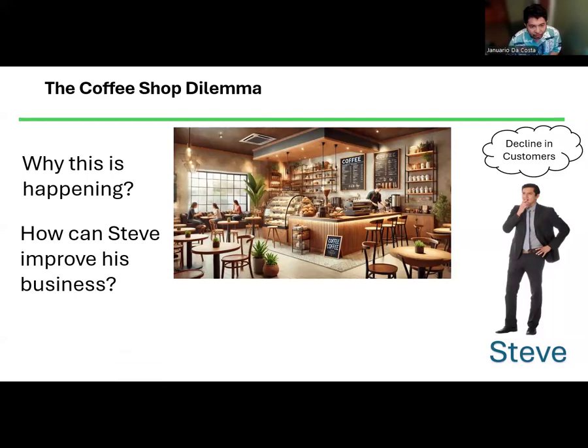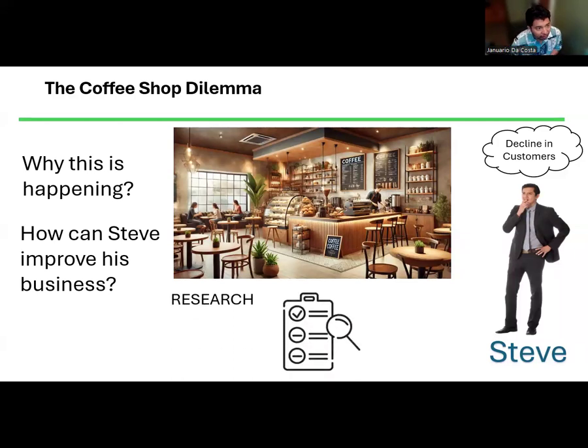To respond to these two questions, to know why customers at the coffee shop are declining, and how can Steve improve his business, how can we do it? How do we accomplish these two things? To figure out how to answer the two questions that are there, you need to do, again, research.